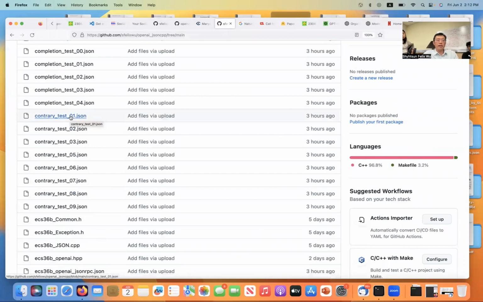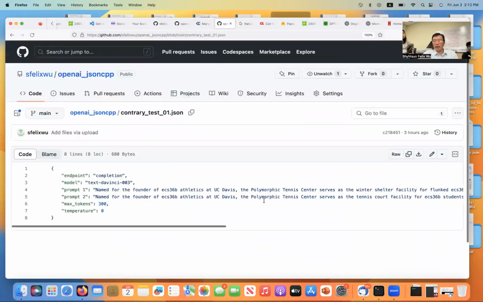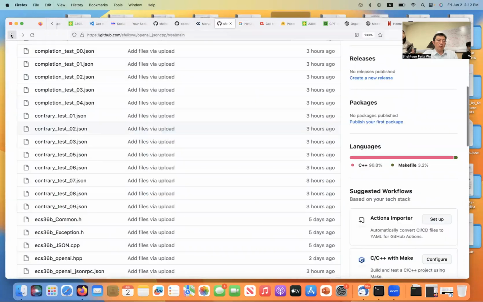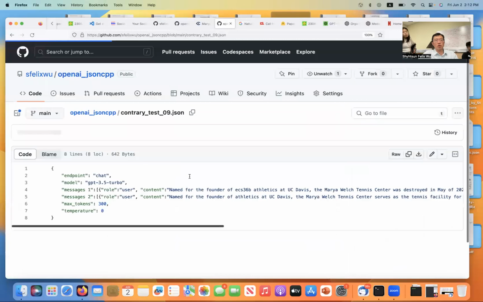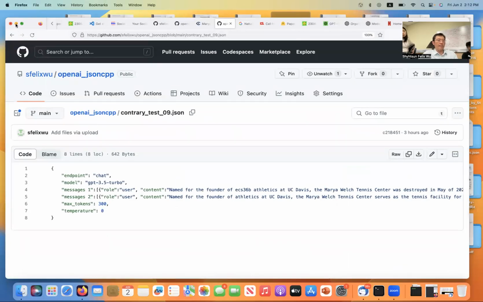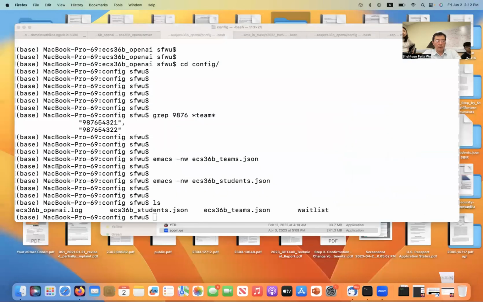Some of them are based on completion. I use polymorphic, but one of the last tests is the one I want to show you. This part is interesting. This is called contrary test 09. Let me actually show you why it is.